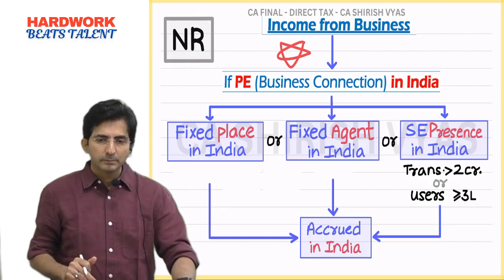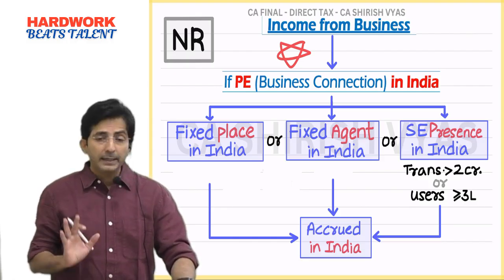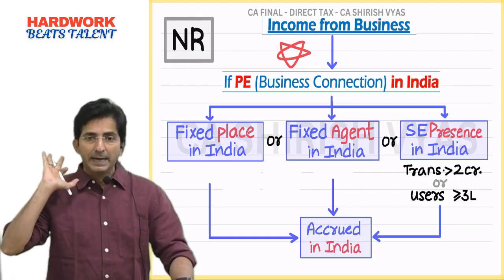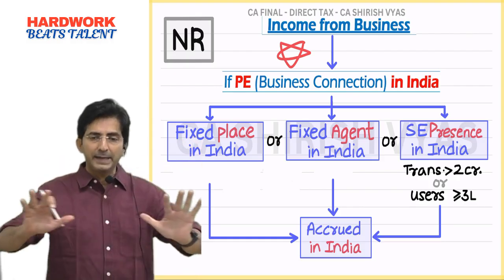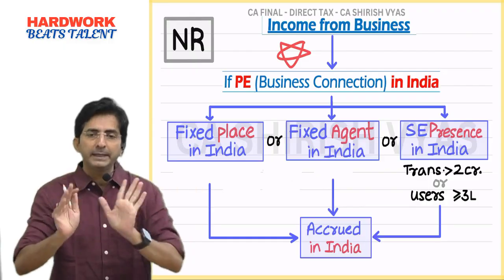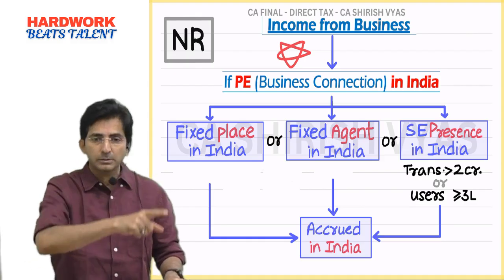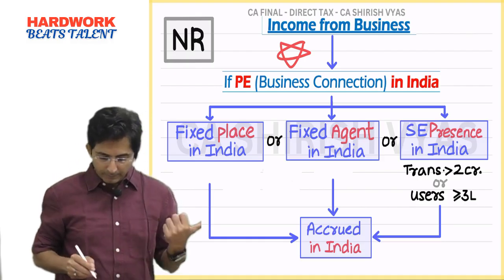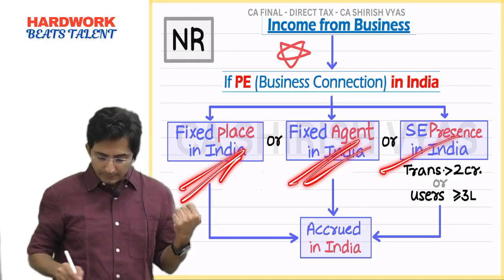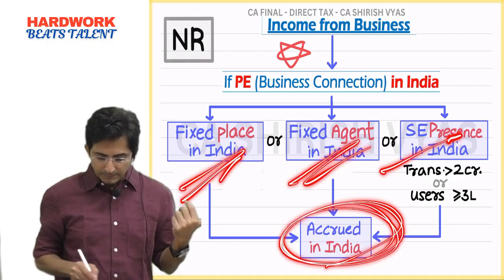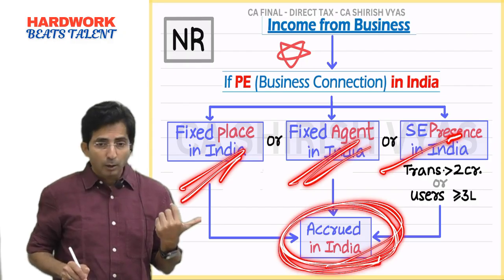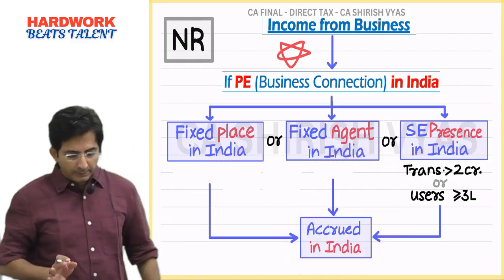How much? How many users? Greater than or equal to 3 lakhs. That means your presence is spread in India. That means you have a PE in India. And that means anything you earn from India, you will be taxed. We have written, proving these 3 things will say that your income has accrued in India.